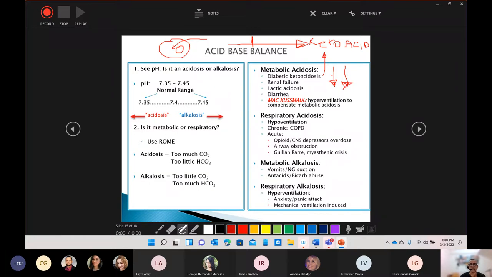Why is the CO2 low if CO2 is a problem of the lung? To compensate. People don't like dying. It's logical. It has a logic that falls in front of you. People don't like to die.